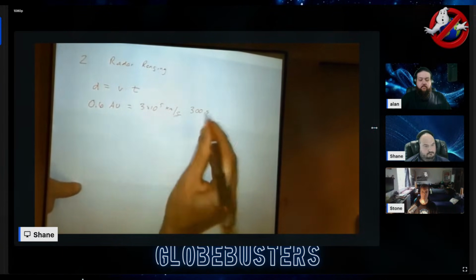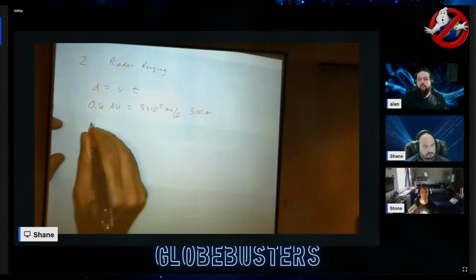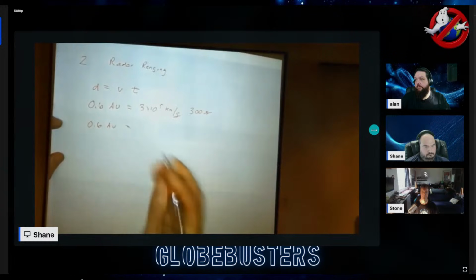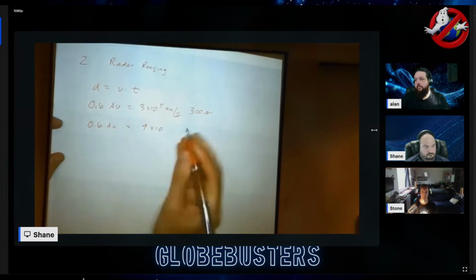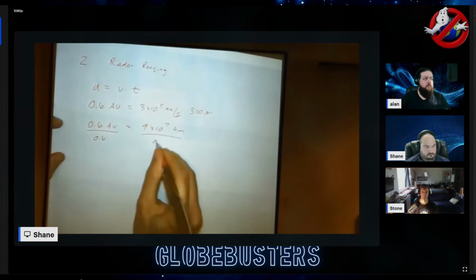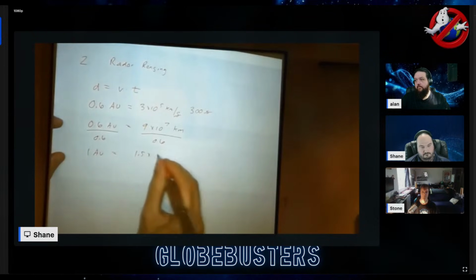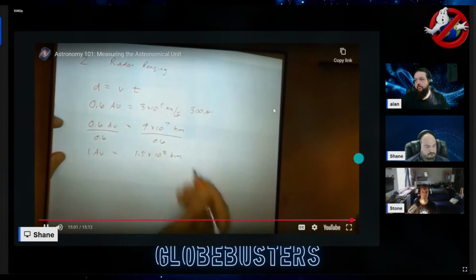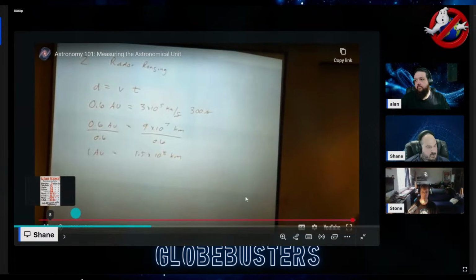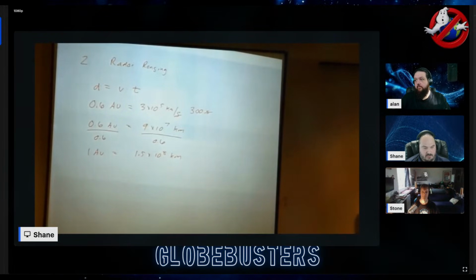The seconds cancel. So we have 0.6 AU is equal to a certain number of kilometers. Let's see, that would be 9 times 10 to the 7 kilometers. Divide both sides by 0.6. You get 1 AU is equal to, of course, you come up with the same result, 1.5 times 10 to the 8 kilometers. So those are the 2 primary ways we know how big an astronomical unit is, and consequently how big the solar system is.